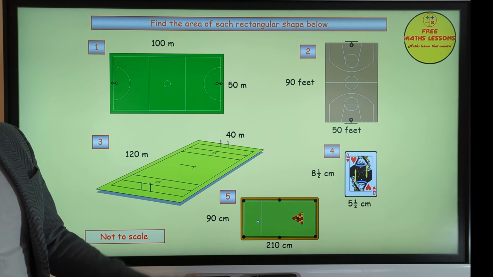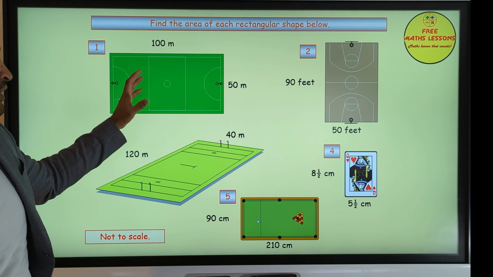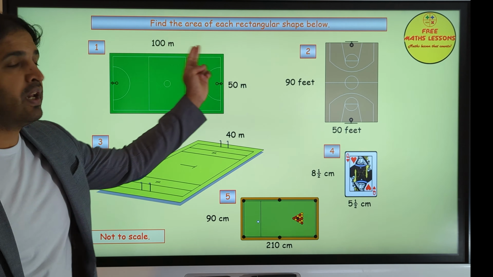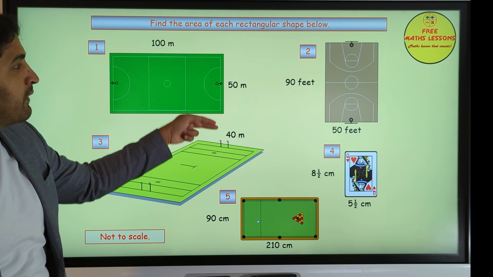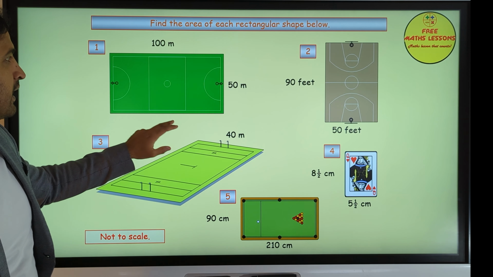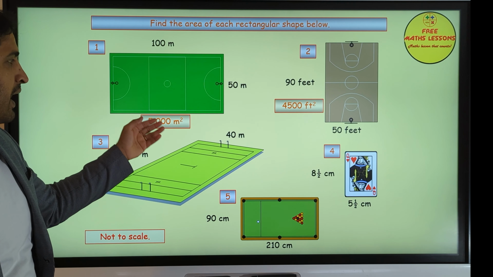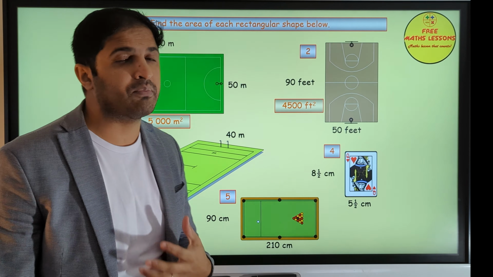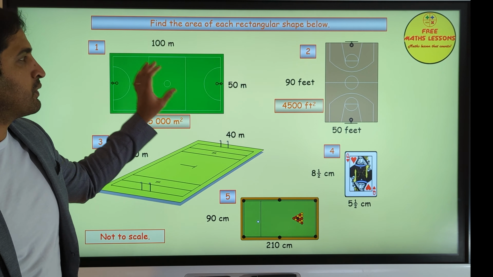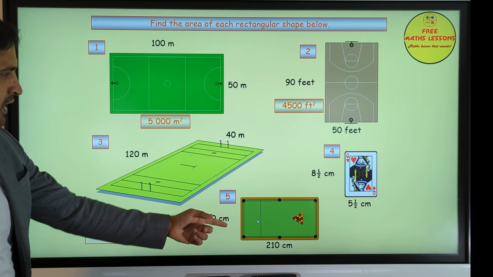And these are again real life questions. How much of the AstroTurf do I need if I need a football pitch? If I need to make a football pitch that goes 100 meter in the length and 50 meter in the width, so I'll do 100 times 50. Okay. And that will give me 5,000 meter square. I need 5,000 meter by meter squares to actually cover AstroTurf to play football on. Have a look at the other ones here.